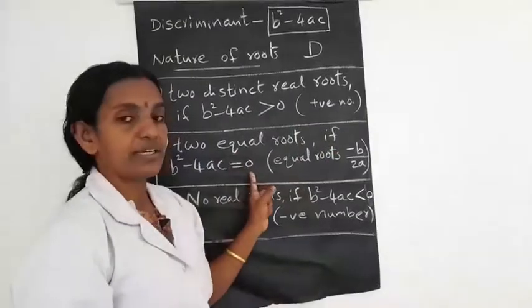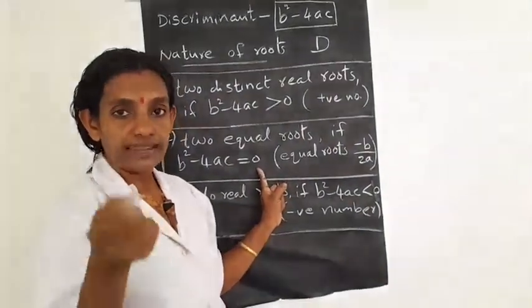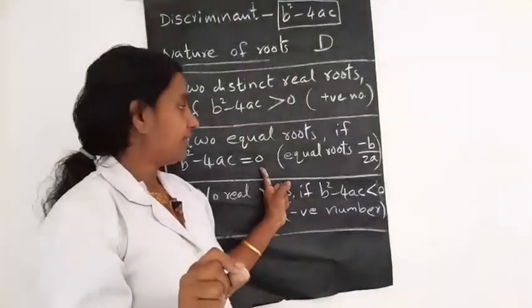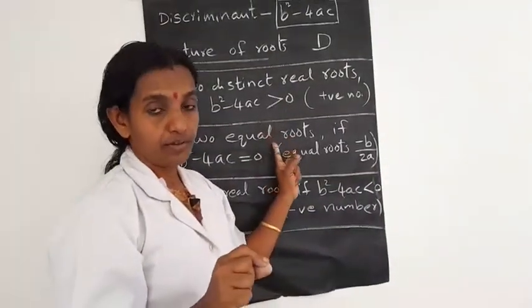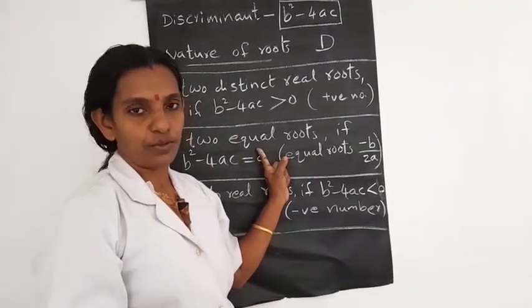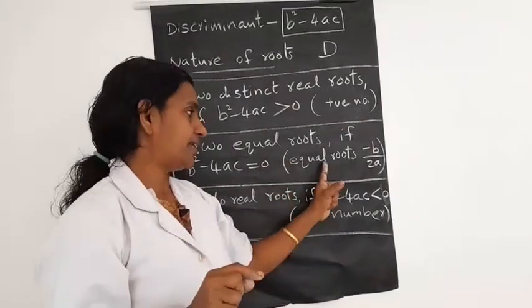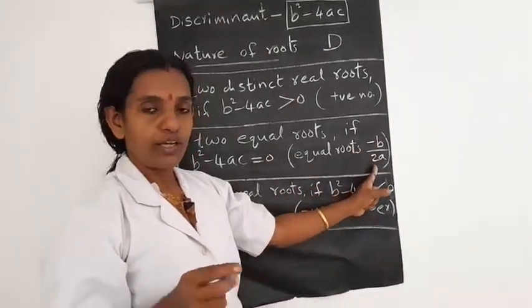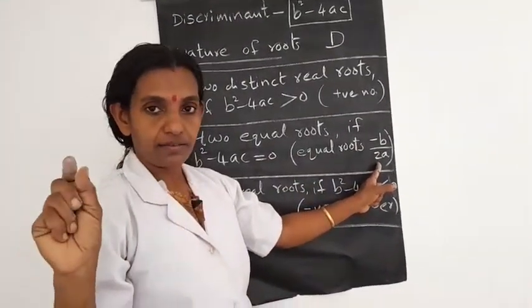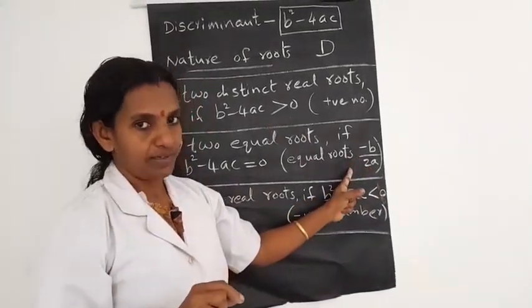Now, the second condition is two equal roots. If b square minus 4ac equal to 0, that is, the discriminant equal to 0, then we can say the given quadratic equation has two equal roots or solutions. Then what's the value of that equal root? We can say that it is negative b by 2a. No need of applying that plus or minus root and all. Here directly we can find negative b by 2a.